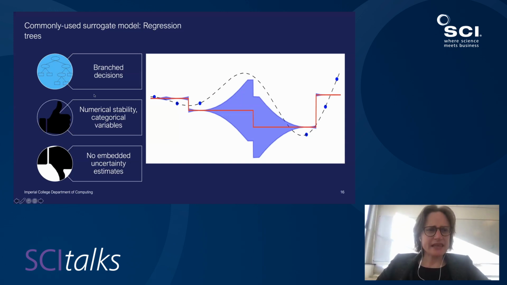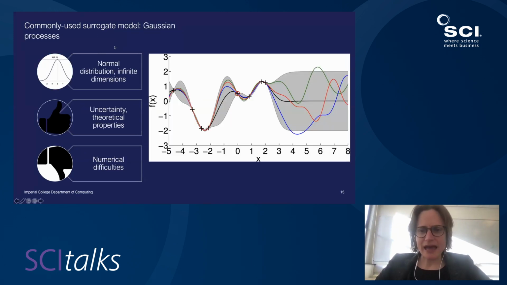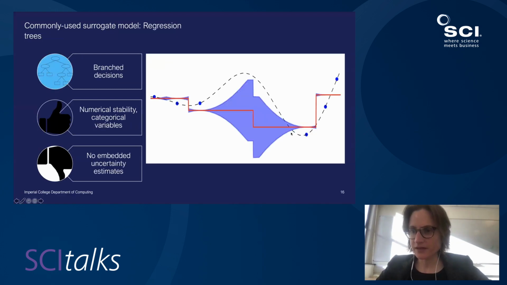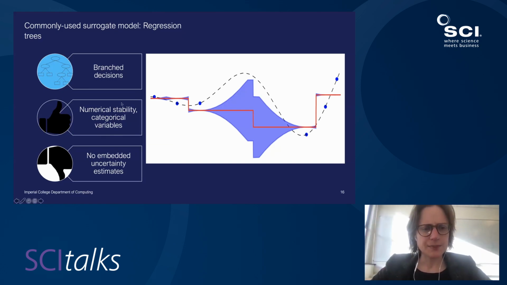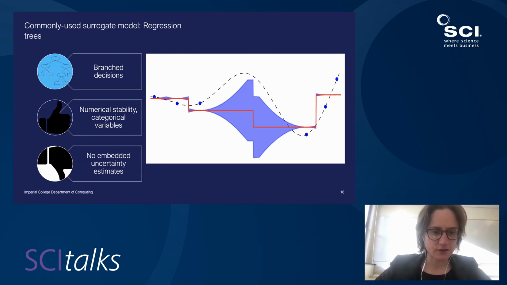And this is badly modeled by these continuous models. So what the BASF collaborators like to do is they like to have tree-based models and make sort of branched decisions. So basically, I either have my first solvent or my second solvent. And that's kind of nice because now I can take these categorical variables that aren't continuous, like choosing which solvent, for instance. The downside is that we don't have embedded uncertainty estimates.